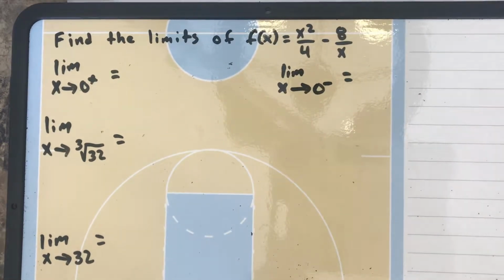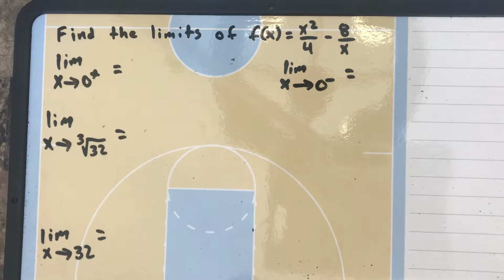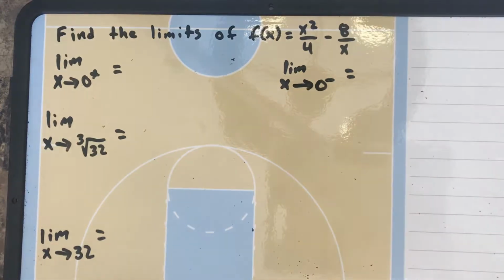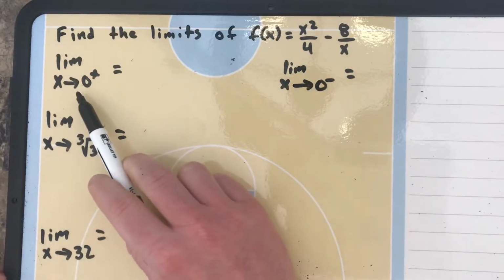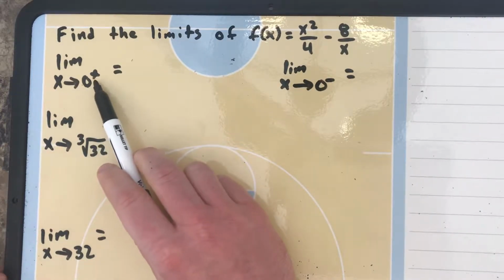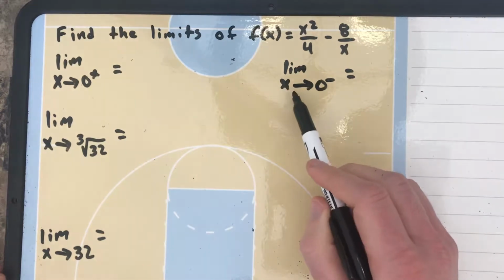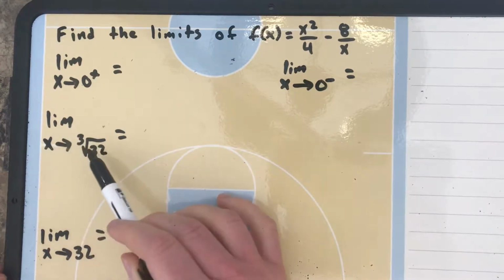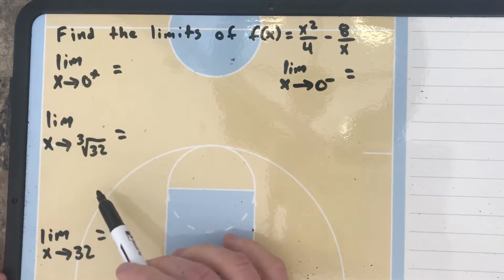Hey everyone, here's another example from section 3.3. In this example, it wants us to find the limits of this function, x squared over 4 minus 8 over x. I'm going to show you how to find the limits of this function for these four different values: the limit as x approaches 0 from the positive side, the limit as x approaches 0 from the negative side, and then also the limit as x approaches the cube root of 32, which is going to be kind of different.